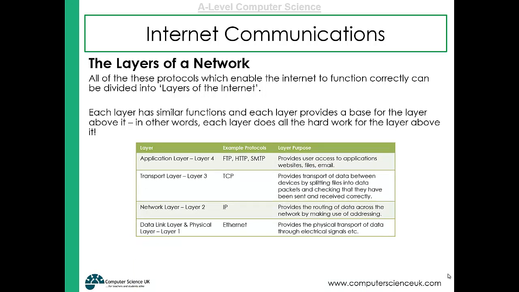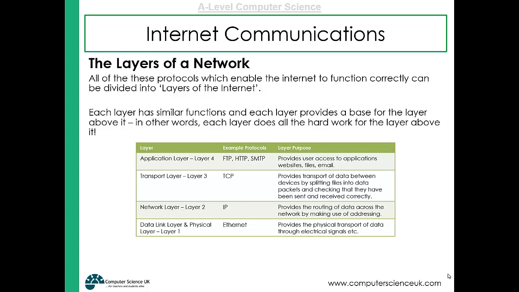So you've got the application layer at the top. Underneath that, you've got the transport layer, then you've got the network layer, and right at the bottom, you've got the data link layer, or the physical layer. Now let's think about how it is that each layer does all the hard work for the layer above it. So let's start off with the top layer. This is basically the applications of the internet. So websites, files that you can download, email systems. These are all the applications of the internet.